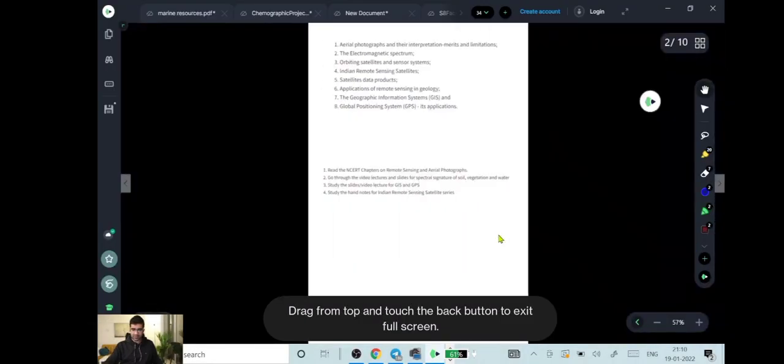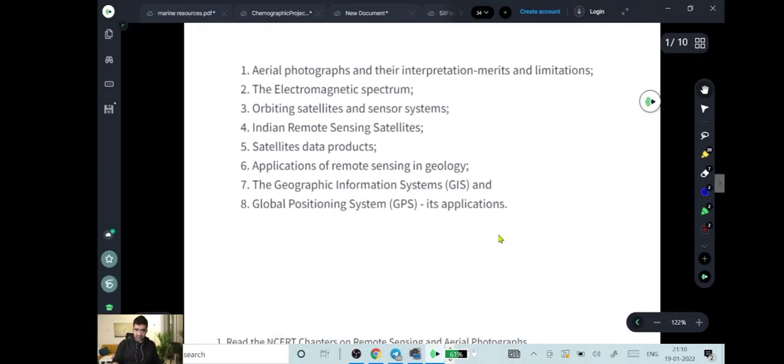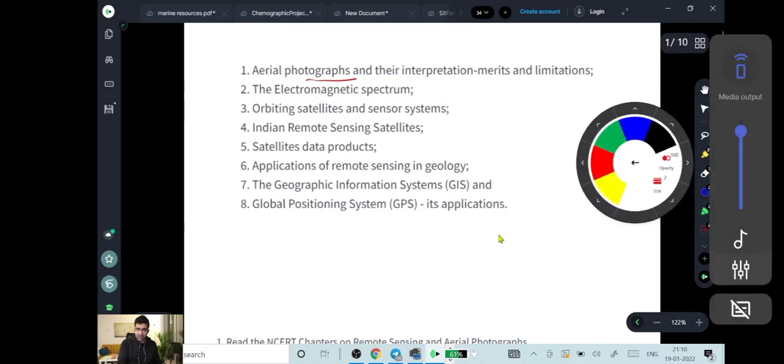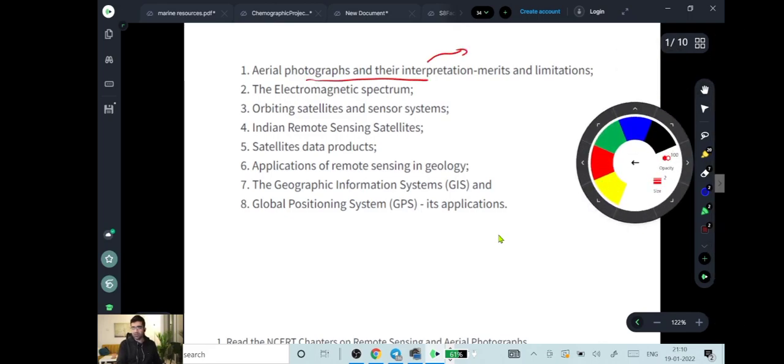Let me show you this in a little detail here. So what do we have in the syllabus? The first one is basically aerial photographs and their interpretation. The interpretation part usually will go under elements of photo interpretation. This question was asked in this year's civil services mains exam as well.